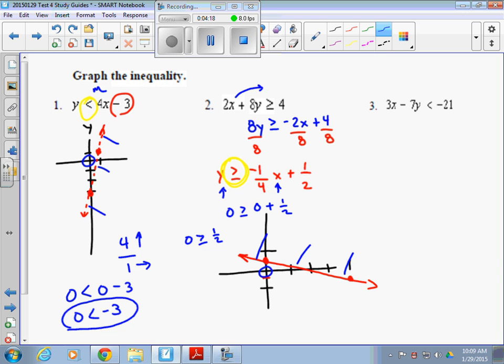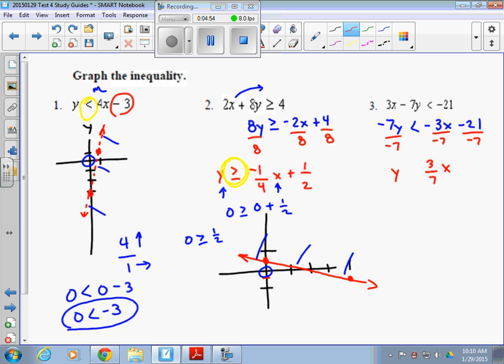Number 3 says 3x minus 7y is less than negative 21. Again, get it into a form that you're more comfortable graphing. Move 3x over, and it'll leave you at negative 7y is less than negative 3x minus 21. Notice this negative 21 doesn't change signs because it stays on its normal side. Divide by negative 7 to get y by itself. Divide this by negative 7 and this by negative 7. That'll give you y. Negative 3 divided by negative 7, there's no number that goes into both of them, but a negative divided by negative will make it positive 3 over 7x.